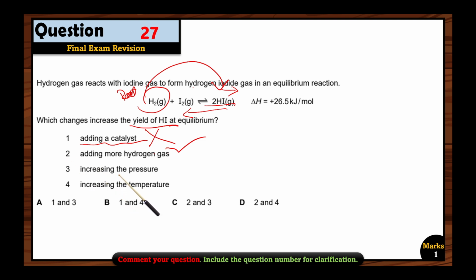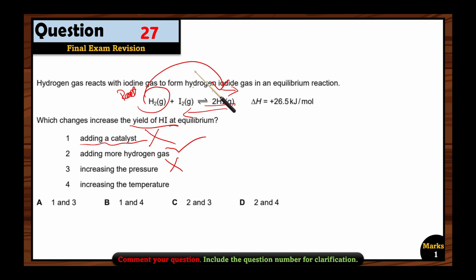Increasing the pressure. So if we increase the pressure, what will happen? There will be no effect. If you see, we have 2 moles on both sides. So increasing the pressure will have no effect. So that's why this option is also not right. Increasing the temperature.